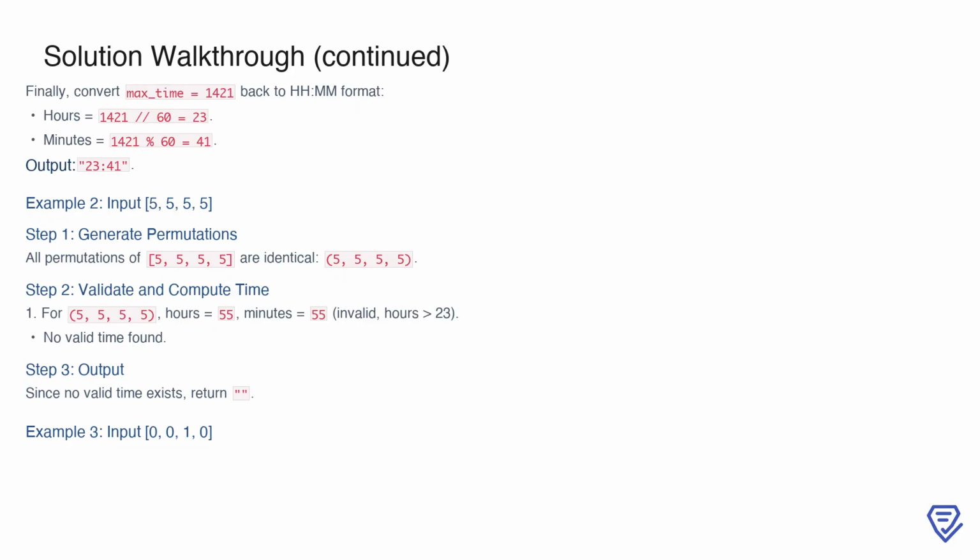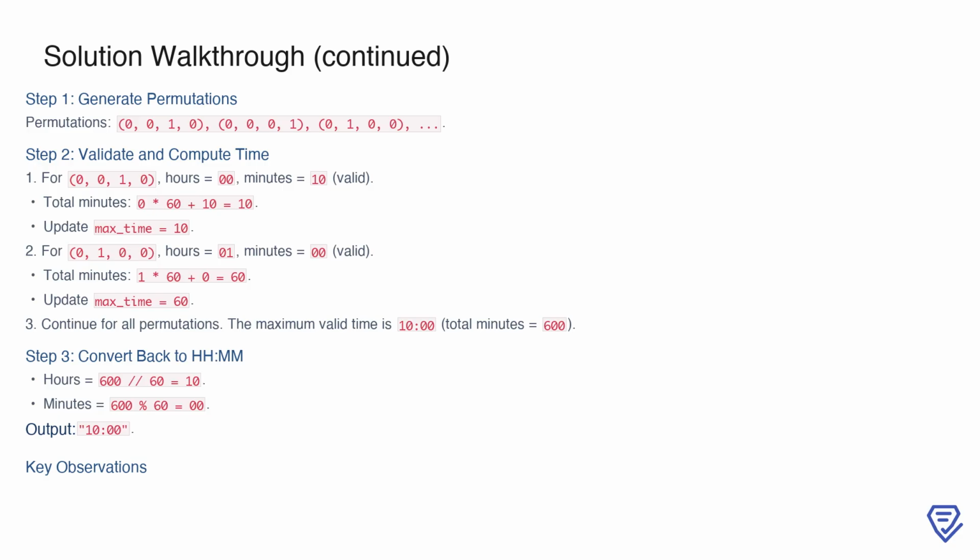Moving on to another example, consider the input 5, 5, 5, 5. Here, all permutations are identical, resulting in 5, 5, 5, 5. When we validate this permutation, we find that the hour is 55 and the minutes are 55. Since hours must be less than 24 for a valid time, this permutation is invalid. As no valid time can be formed from these digits, the result is an empty string.